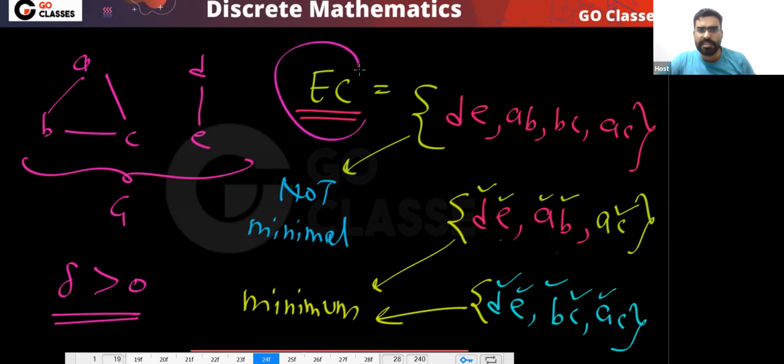So I made a mistake. Edge cover means edges which will cover all the vertices. So you can notice this is not minimal. These are the minimum edge covers. These two are the minimum edge covers.